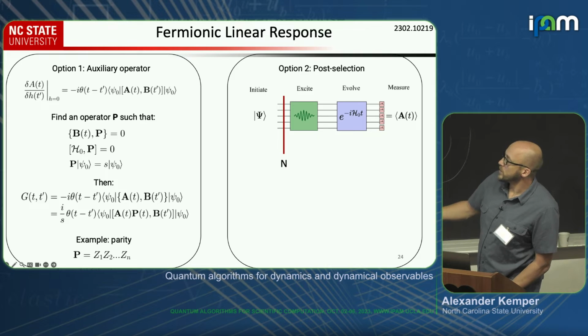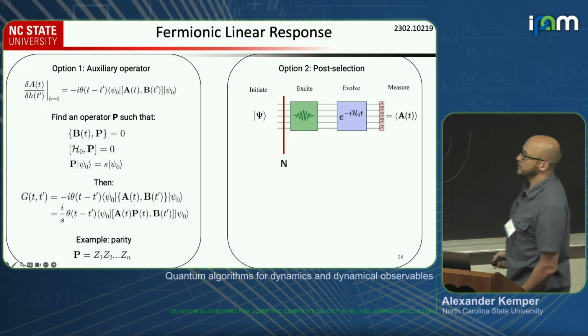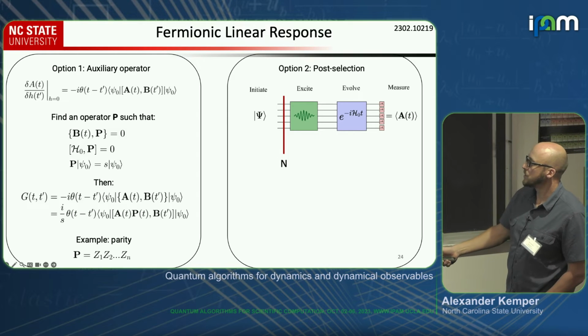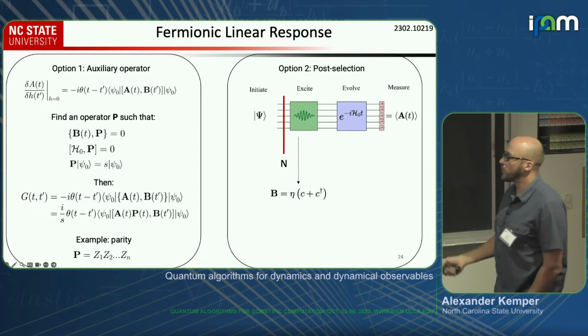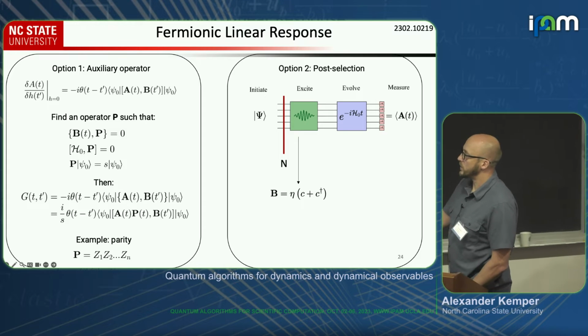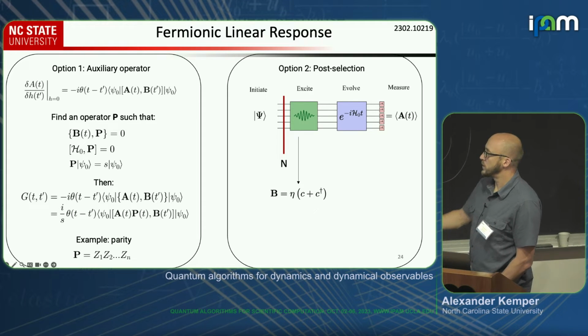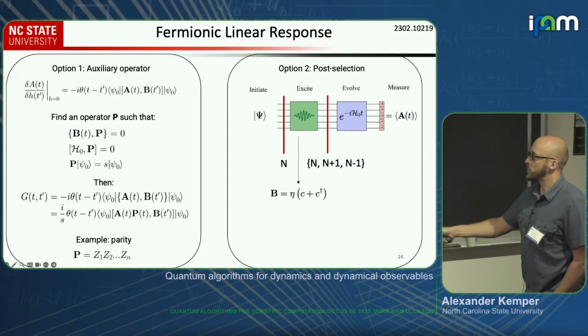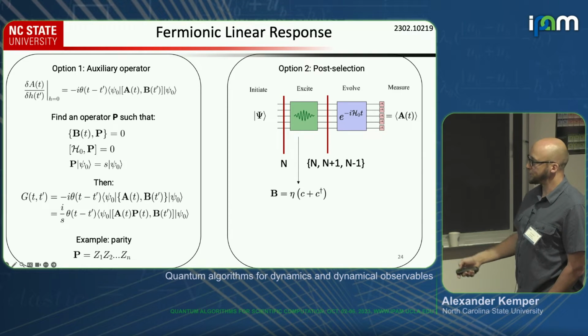So what I'm going to do is mark how many particles are in my state at any given point. I start with n particles in the ground state. And now for excitation, I'll apply one of these. This is a Hermitian operator. It's not a problem. So now my system is in a superposition of n plus 1 and n minus 1.